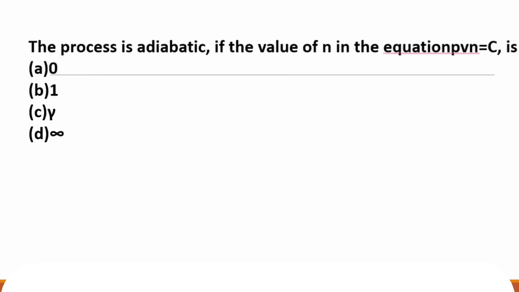Next question, the process is adiabatic if the value of n in the equation PV^n equal to C is option A 0, option B 1, option C gamma, option D infinity. The correct answer is option C gamma.